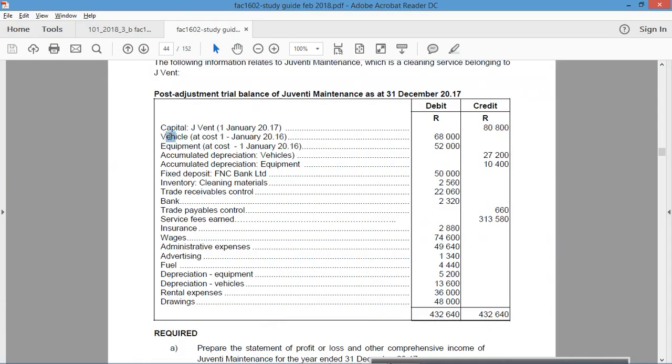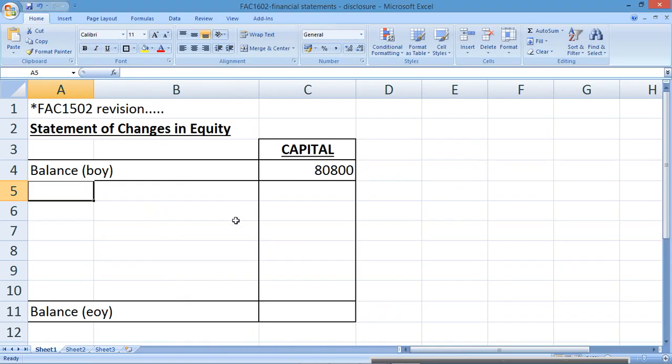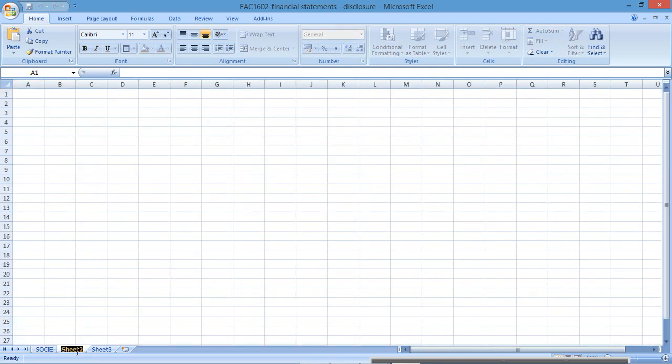Opening balance. What happens to this? Vehicle is an asset, statement of financial position. Is that what you identified it as? Asset, yes. What type of asset though? A non-current asset. Yes, good. So let's just label this SOCIE, and then let's create another sheet, SOFP.